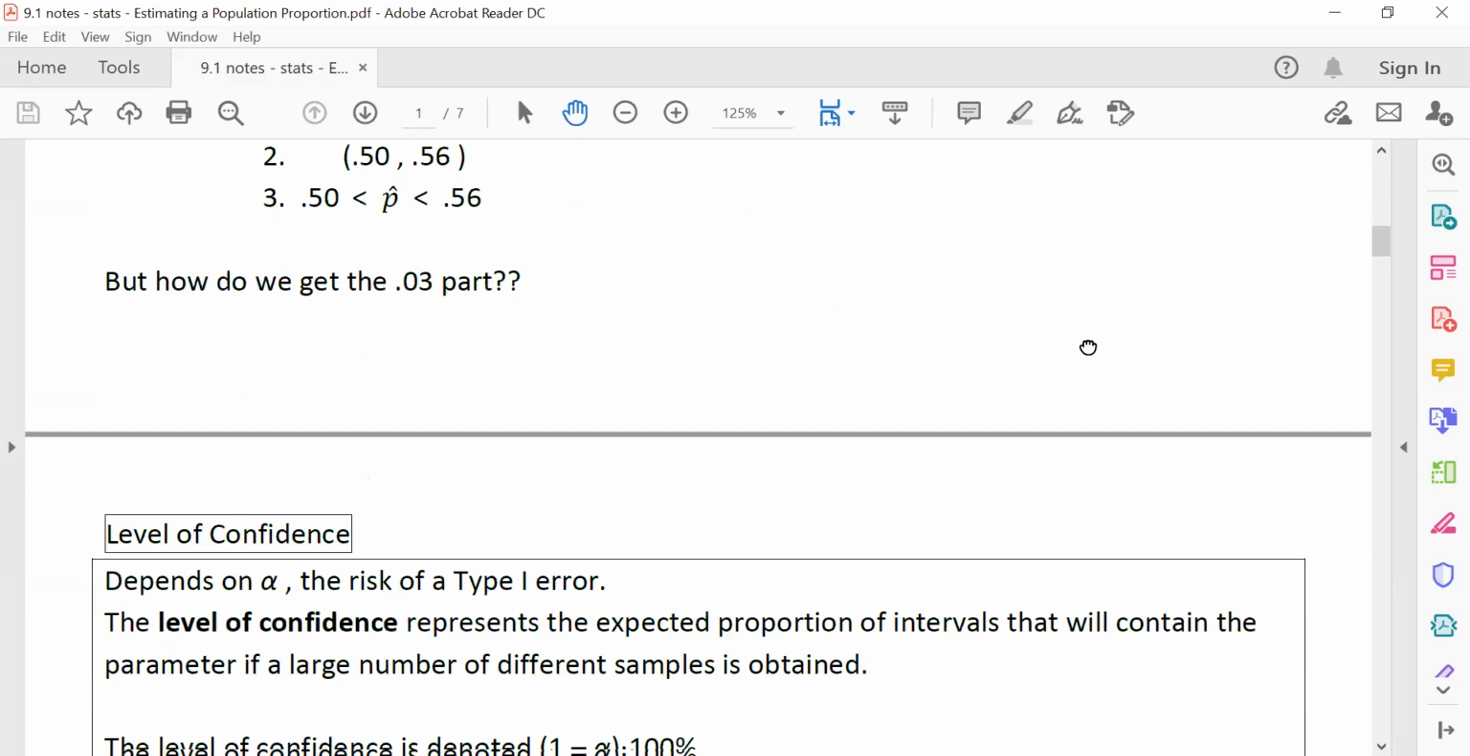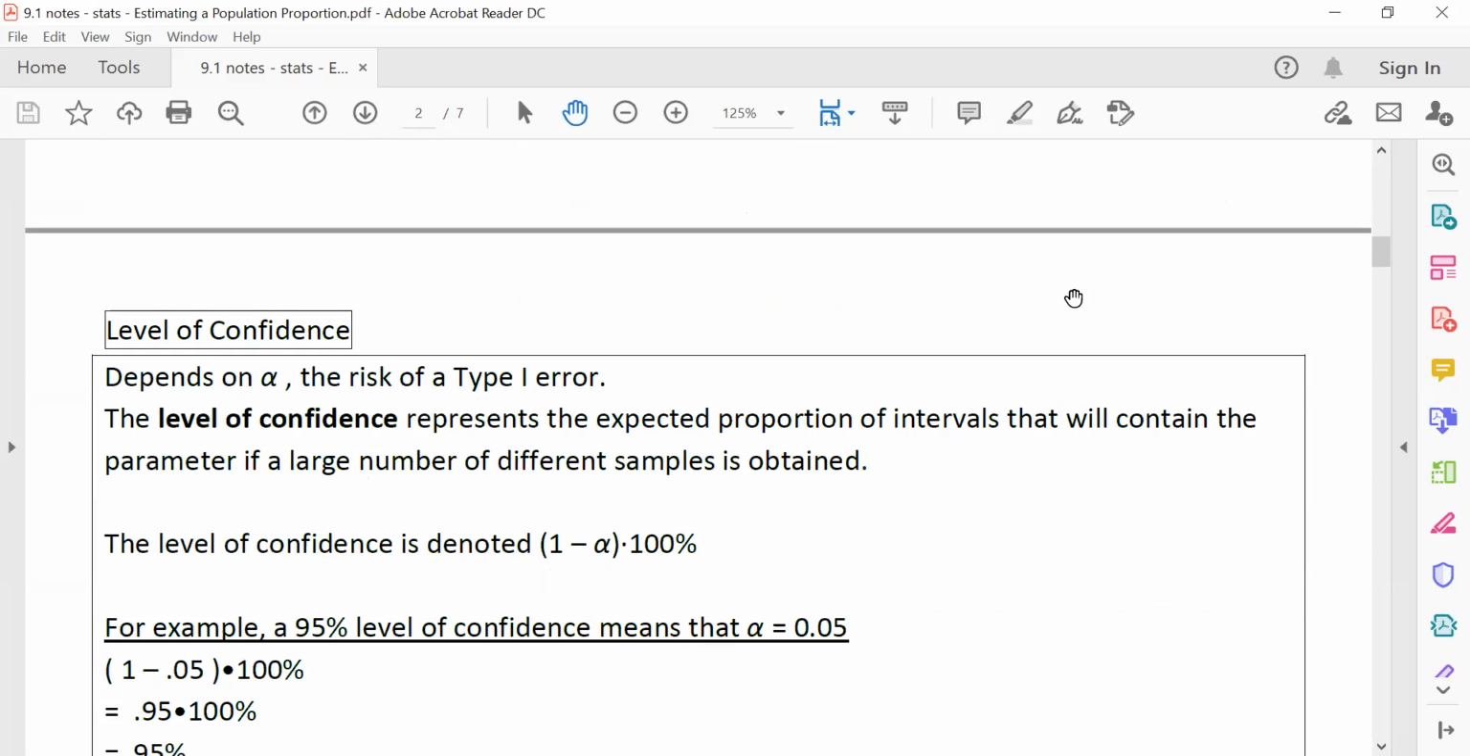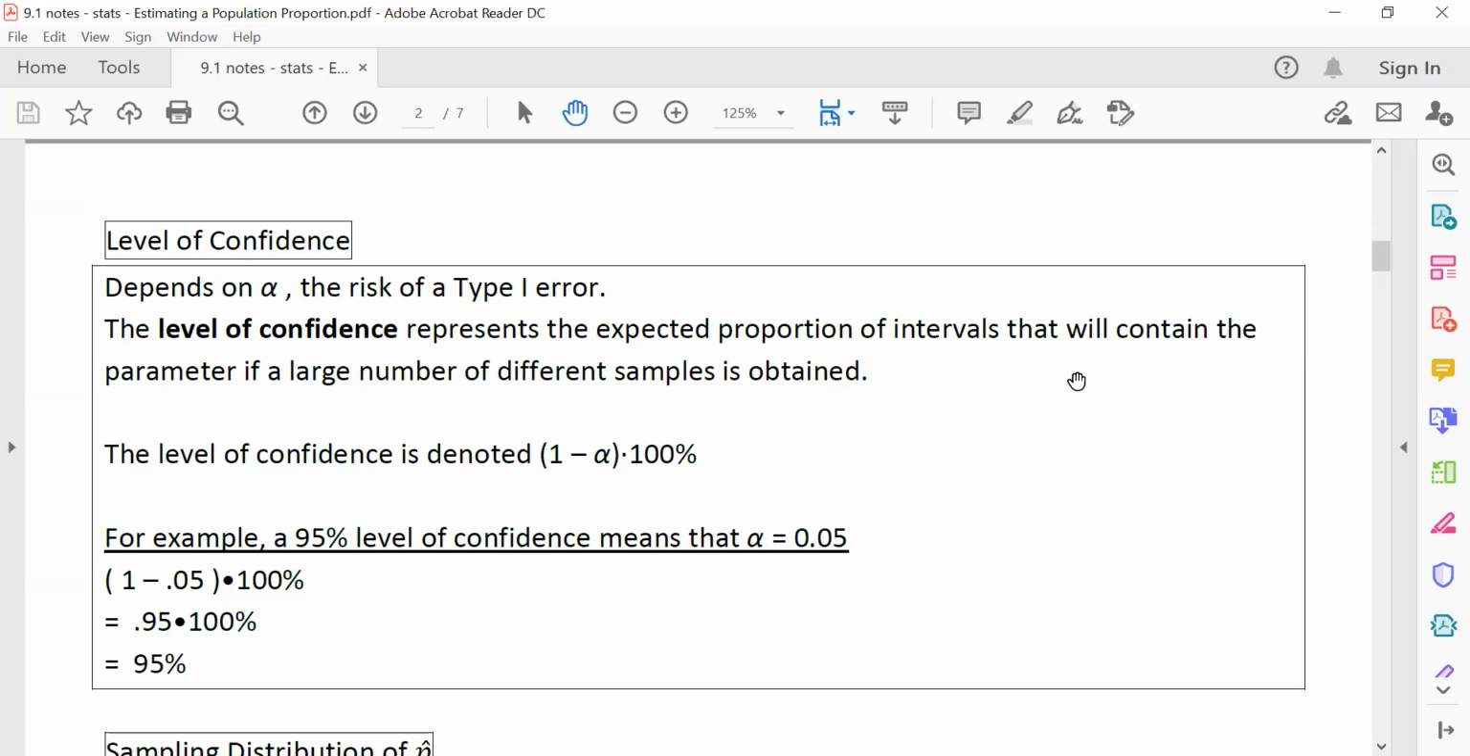So let's go look at this. And now we have a whole heck of a lot of material we've got to cover to really bring up the possibility of a confidence interval. What goes into it? What are all the levers that go into a confidence interval? So first of all, we define a level of confidence. The level of confidence represents the expected proportion of intervals that will contain the parameter if a large number of different samples is obtained. Oh, what in the world is that?